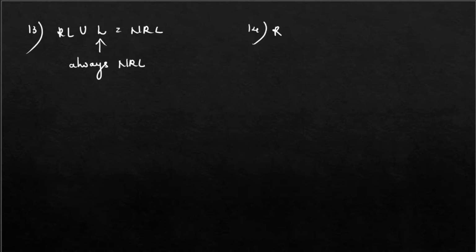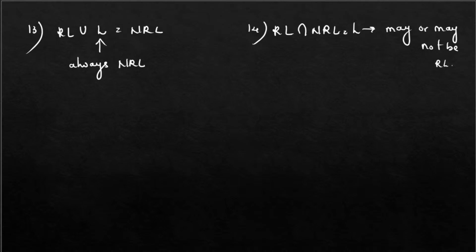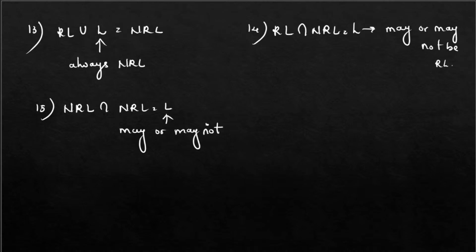14th is regular language intersection non-regular language. So this is a regular language which may or may not be regular language. 15th is non-regular language intersection non-regular language is L, which may or may not be regular language.